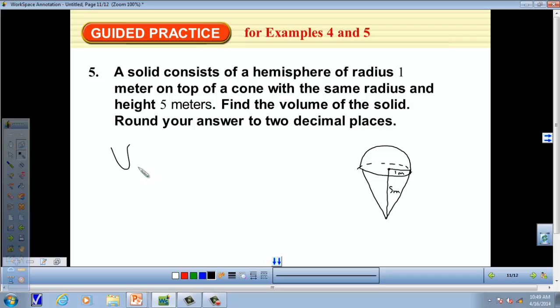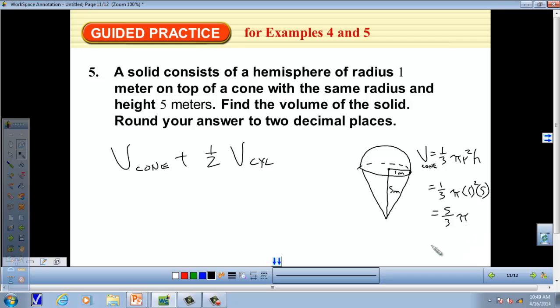So again, what we're doing this time is volume of the cone. And this time we need to add half of the volume of the cylinder. So if we do this, let's do volume of a cone is 1/3 pi r squared times the height. This is again the cone. So we get 1/3 pi times 1 squared times the height, which is 5. 1 squared is 1 times 5 is 5. So we'd end up with 5/3 pi. I'm going to leave it like that.